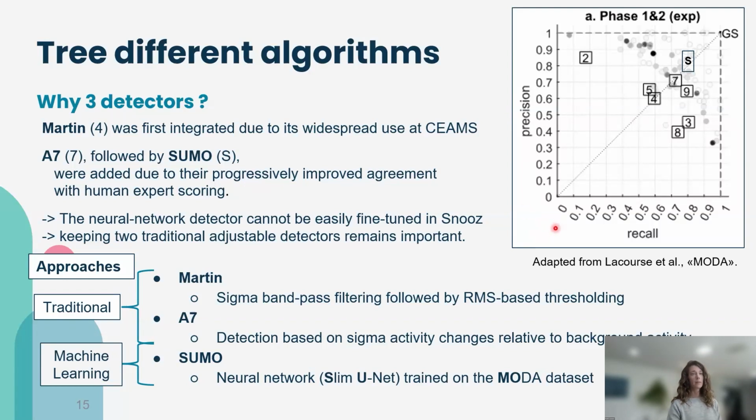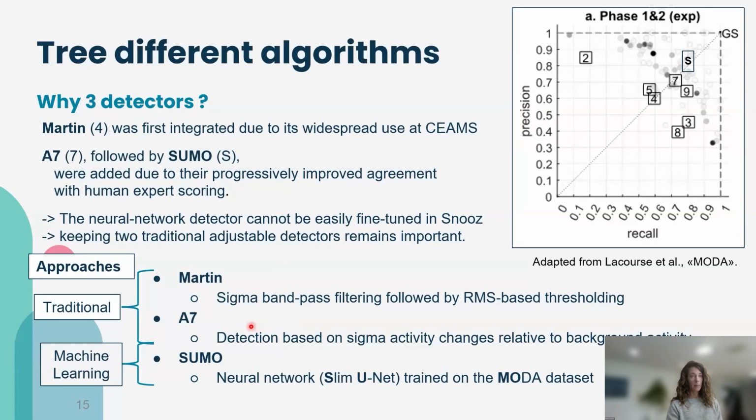In addition, we believe that being able to replicate previous studies is also important, and in sleep research many people have been using Martin for many years. So here are a few more details on the different approaches. Spindles detected with Martin are simply events characterized by an absolute power in the sigma band exceeding a predefined threshold.